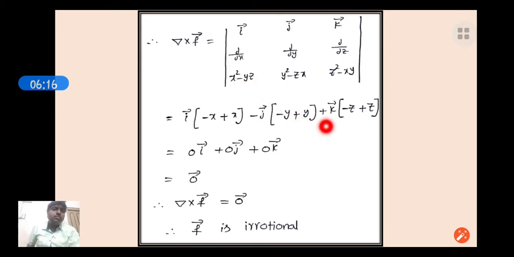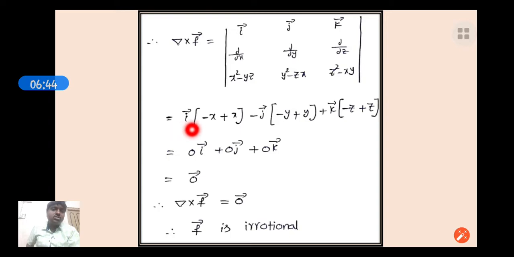Next, plus k bar, by deleting the third column and first row, ∂/∂x of (y² − zx). With respect to x we are calculating, that is minus z, minus ∂/∂y of (x² − yz). So with respect to y, that is minus z, minus into minus, plus z. So, this is our value of del cross f bar.